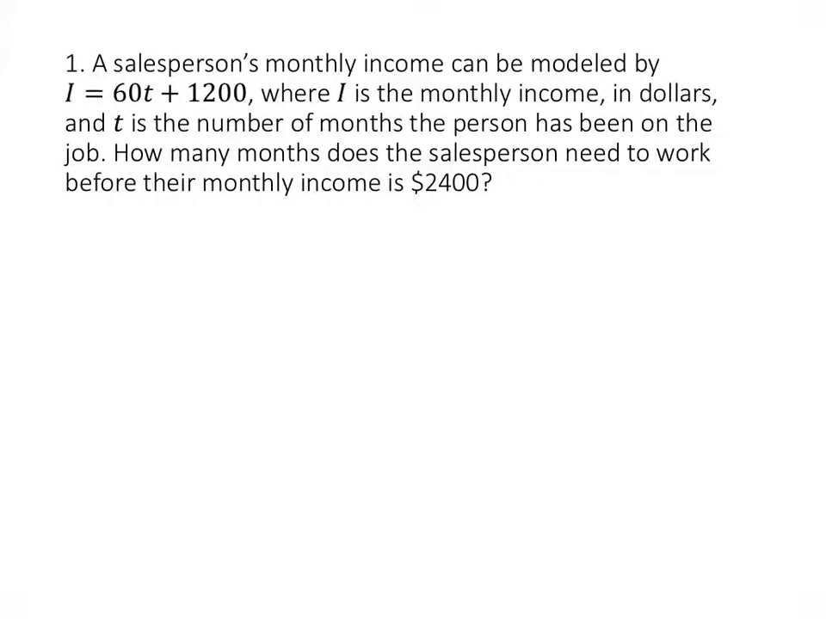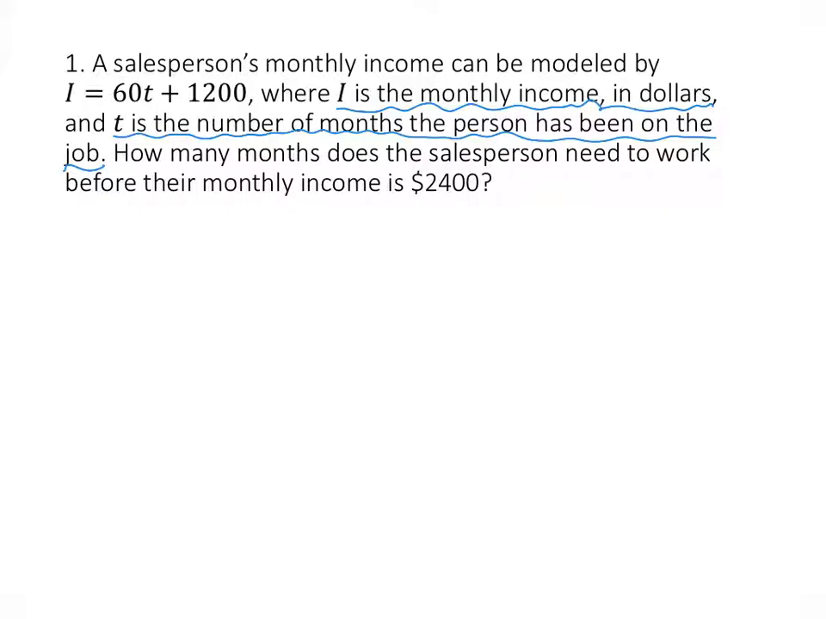So our task here is to figure out what the two variables in this equation represent, and then look at the given information to figure out what to plug in for which variable. We can see here that I is the monthly income in dollars, so the units are important here as well, and T is the number of months the person has been on the job. And so now the question is how many months.